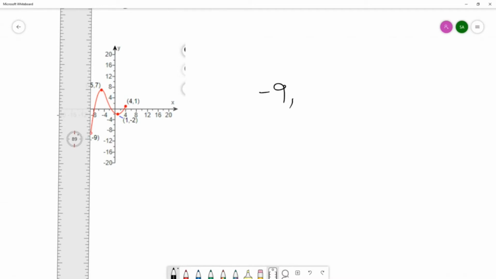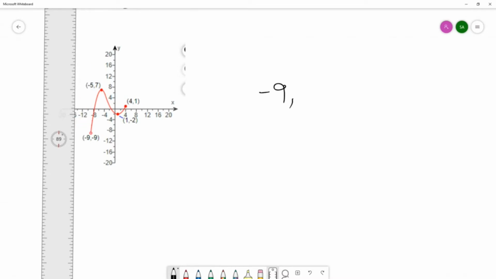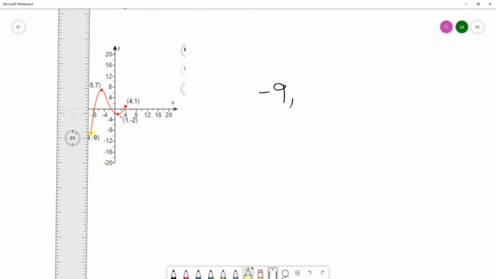Now that point, the -9, -9, is an open circle, which means that that point is not part of the graph. So I'm going to use a parenthesis next to that -9 to make sure that I'm not counting that point in the domain.